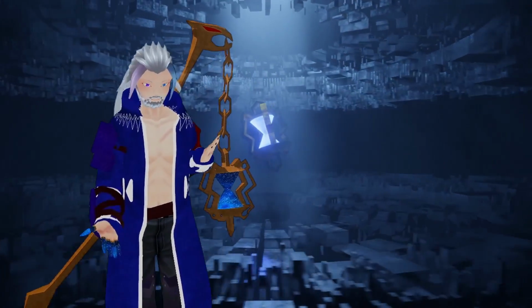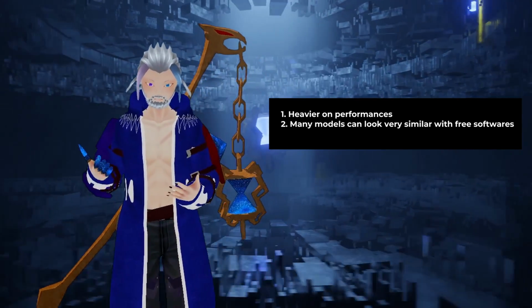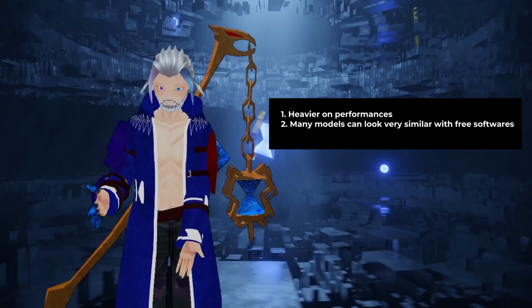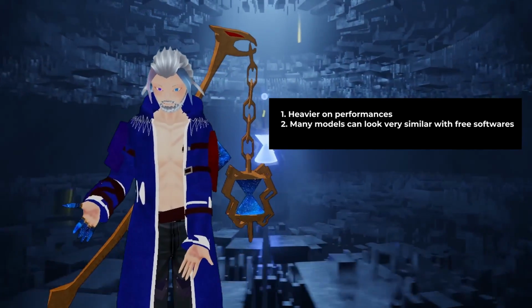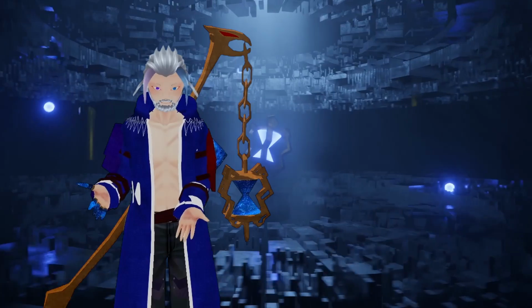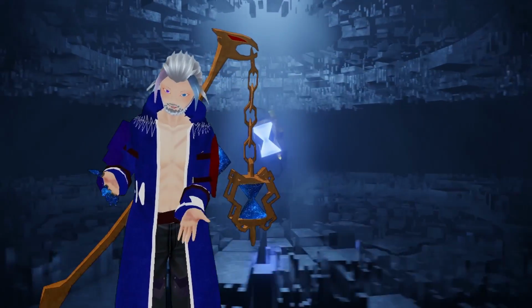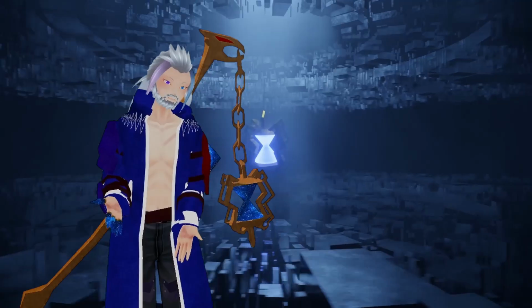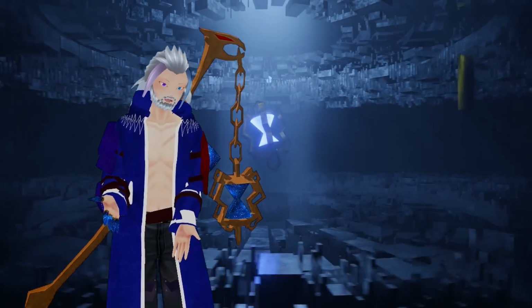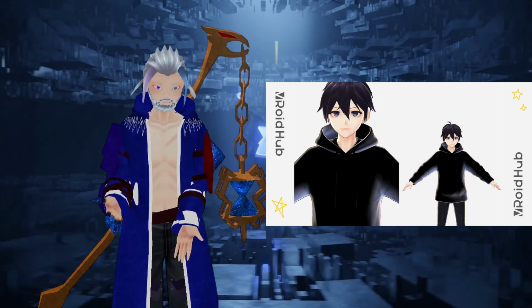The down points now, apart from the performance issues stated before, is that a lot of people are able to do them for free by using VRM Studios and other free softwares without much of a lengthy amount of customization and knowledge. They can often lead to become very similar looking. I'm looking at you, default hoodie guy.